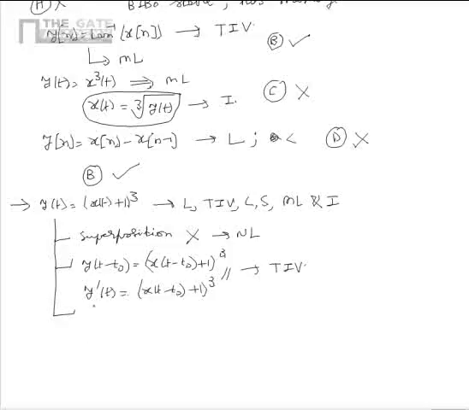We can say that here the output y of t at every instant t depends on the input at that instant. So we see that the system is memoryless, so the system is causal as well. Now we see that if the input to the system is bounded, that is mod of x of t is less than or equal to bx for every t where bx is finite, we see that mod of y of t is equal to mod of x of t plus 1 whole cube.